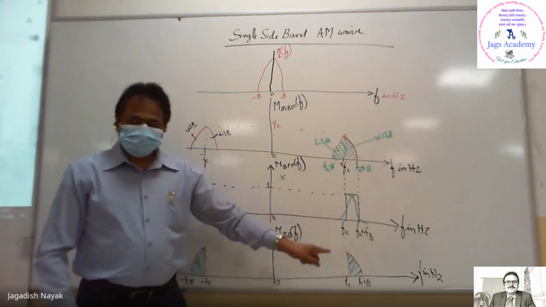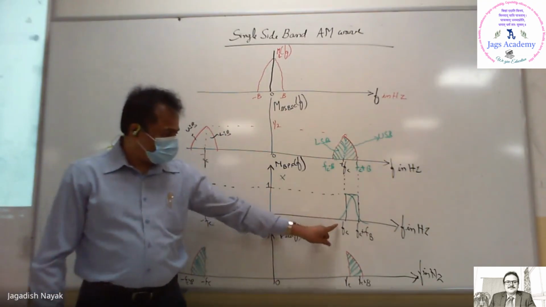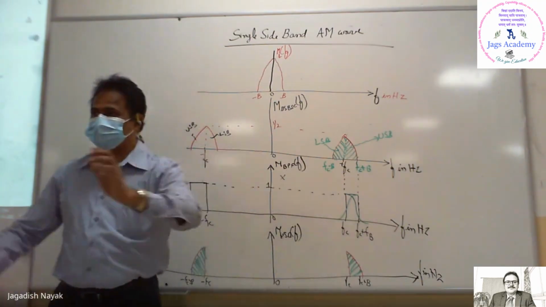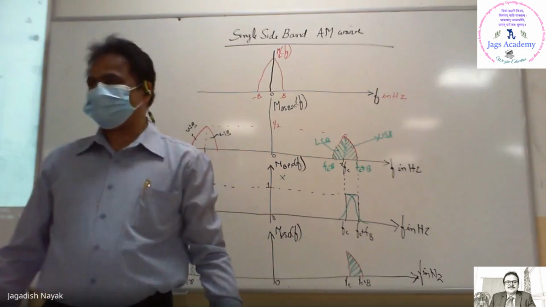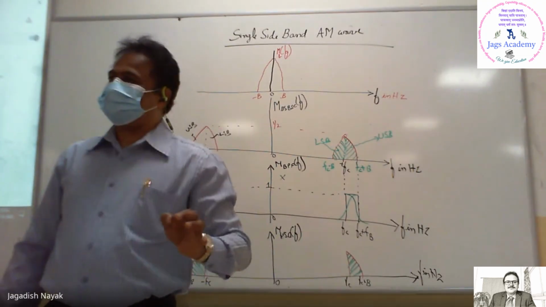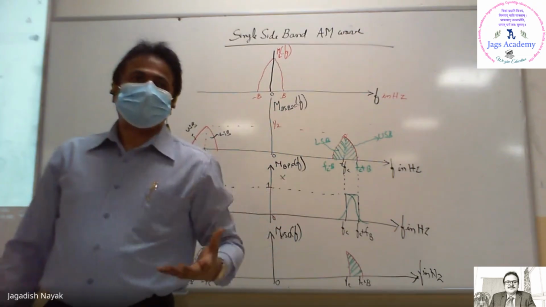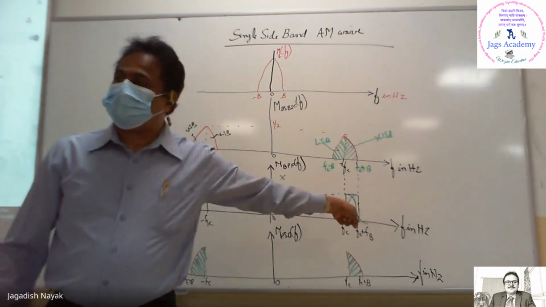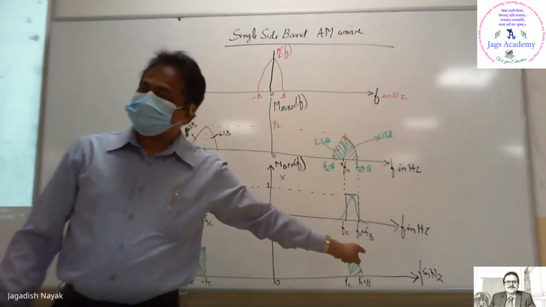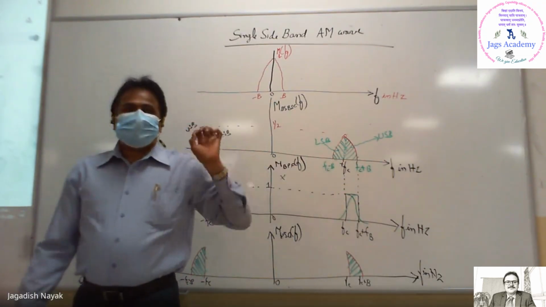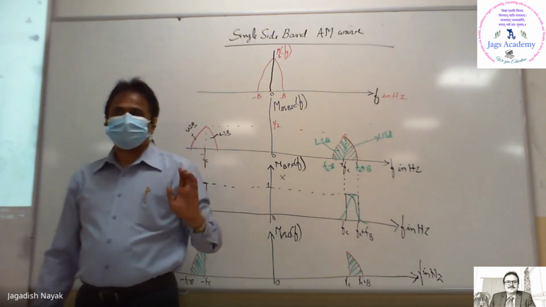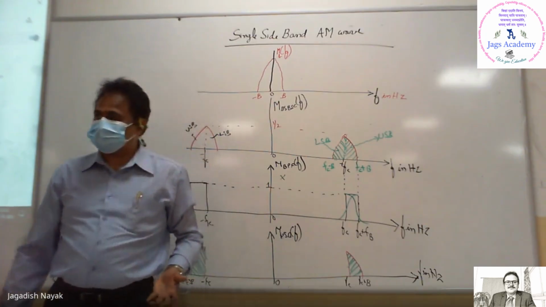Now, in such cases, is it possible to remove exactly Fc plus B? No. So the filtering method is theoretically accepted, but practically it has a problem, because it is not possible to realize an ideal filter. I've understood this. Now we need some other method to do this.